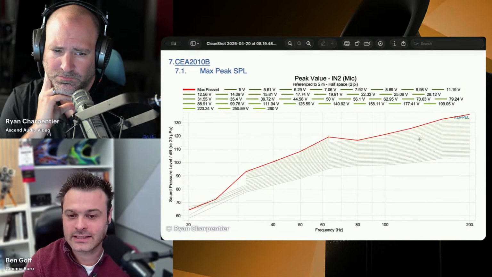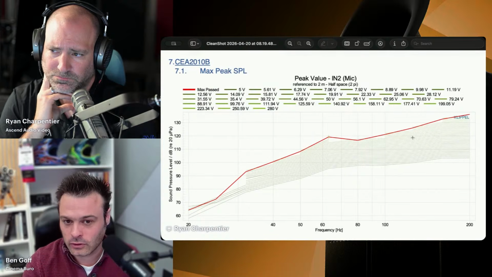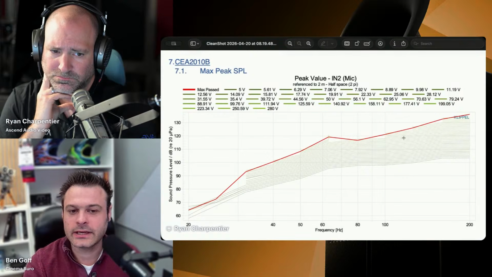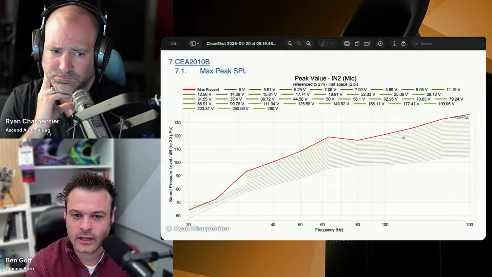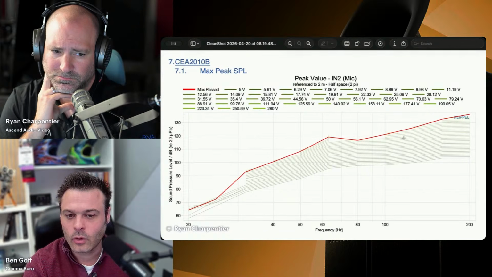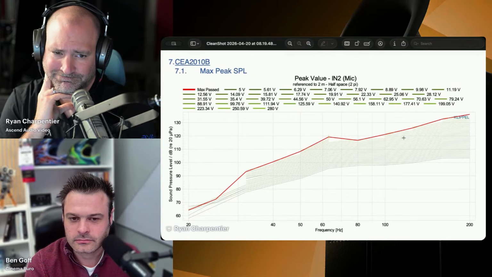Once we get this data and we see the full range of voltage passed, not only can I see how loud it will be at any frequency, I can make sensible decisions. Where do I want my crossover? Will this integrate well with the subwoofers I've chosen? That's really important. Like really important.